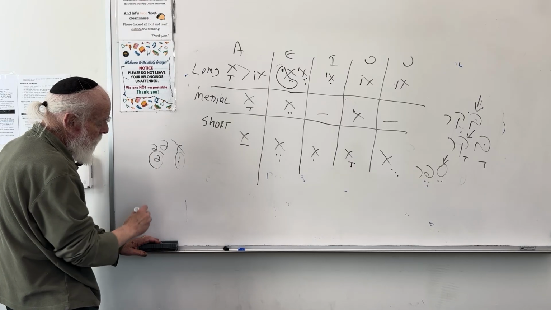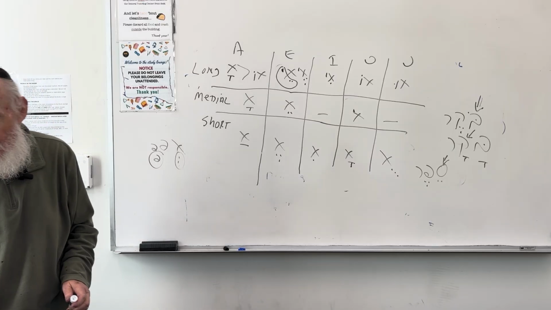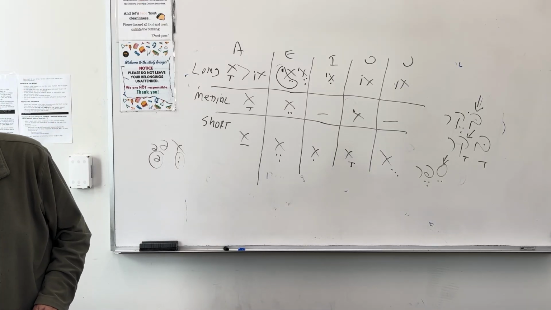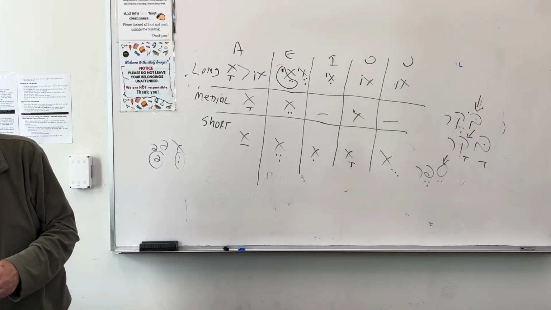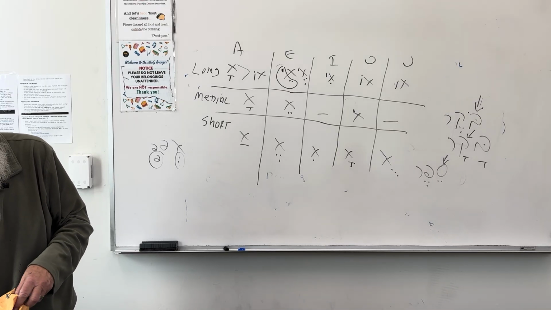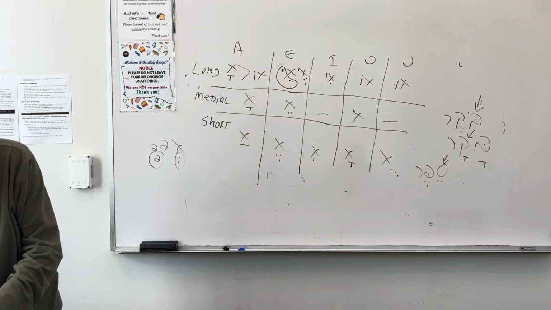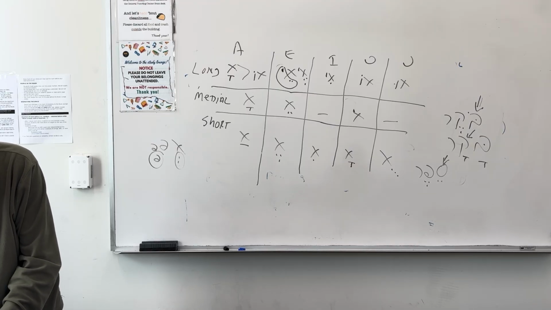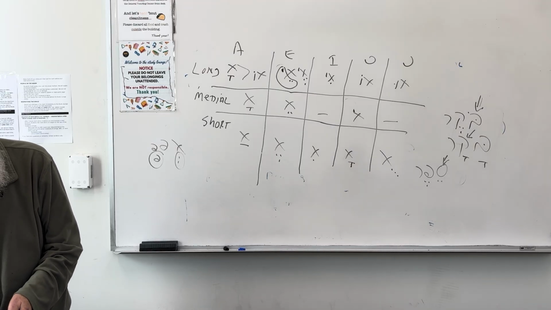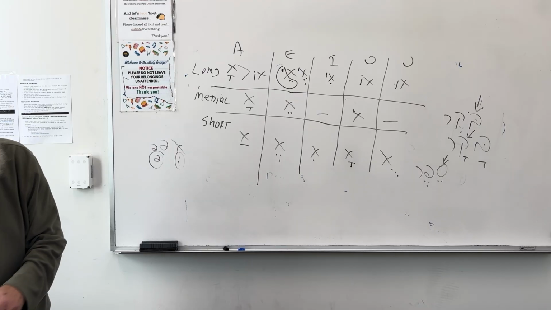That's called the shva. Sometimes it's silent, sometimes it's a syllable marker, and sometimes it's pronounced. There are times when that same marker, which looks the same way, has a sound to it. I'll give you an example or two in a second. And there are many times when that marker is totally silent. So one is called a mobile shva.